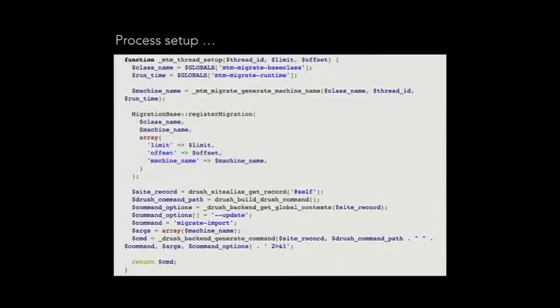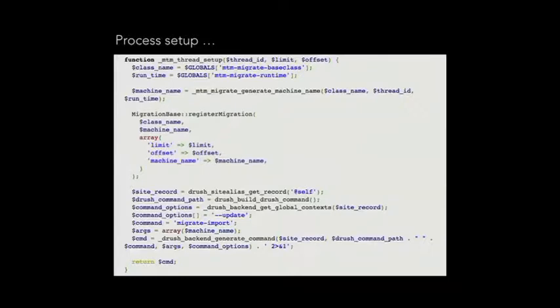So this is the setup function. If you're familiar with migrate, you can see what's going on here. But what we're effectively doing is creating a new sub migration class. So we're registering a new migration, and this is your own class, and you're creating a new instance of it and passing in a sub limit and offset. So if we're going to run just 500 records, then we just look at the first 500, and they get passed in here.